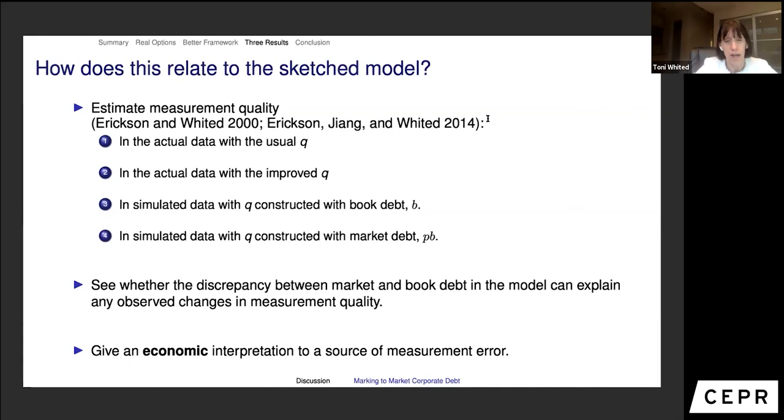The other thing it would do is give you a nice economic interpretation to a source of measurement error, which I think is nice because the one thing that has certainly been true of all the work I've been doing with measurement error over the years is that correcting for measurement error doesn't tell you where it comes from. It's an econometric fix, and if you believe the assumptions, it really is a fix, but it doesn't go back to the underlying economics. So I think that doing something like this and tying it to book versus market debt in a model would be great.